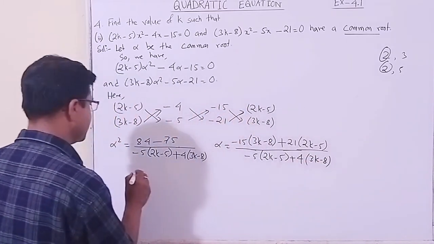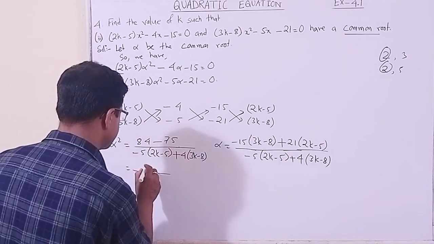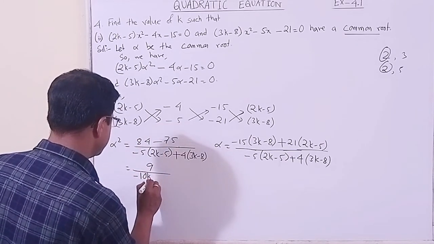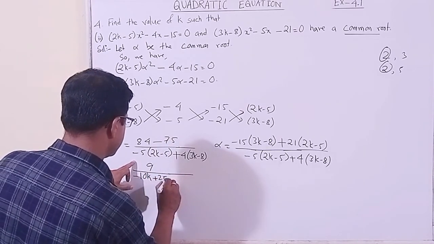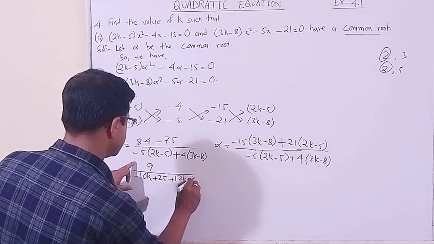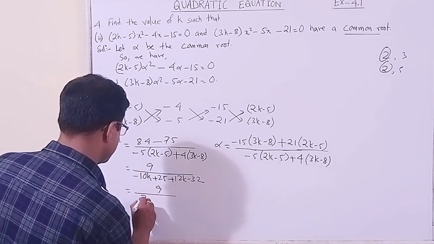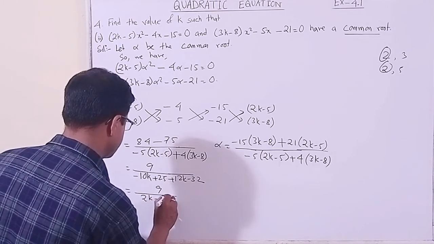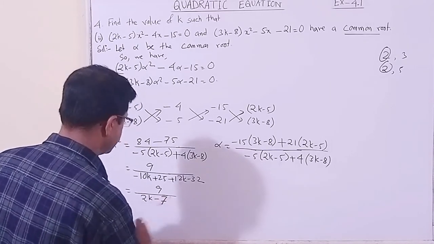Let us simplify a little bit. So 84 minus 75 is 9. Then minus 10k plus 25 plus 12k minus 32. So this is 9, this is 2k, then this is minus 7. Let us write it nicely: 7. Got it.